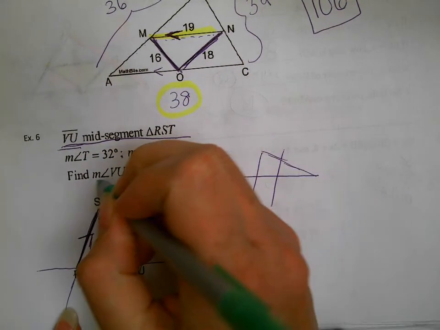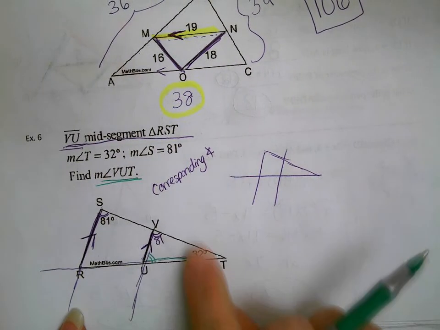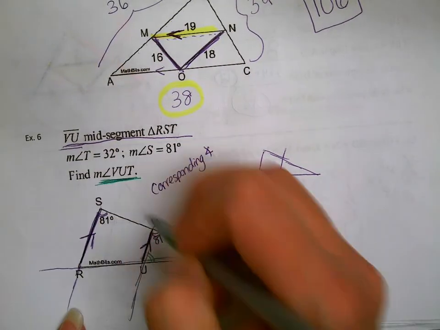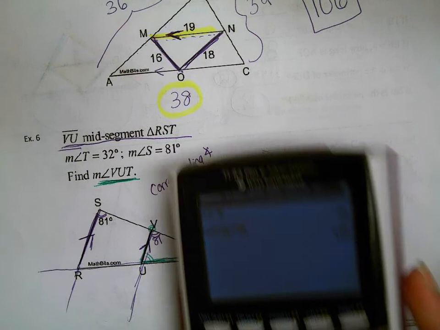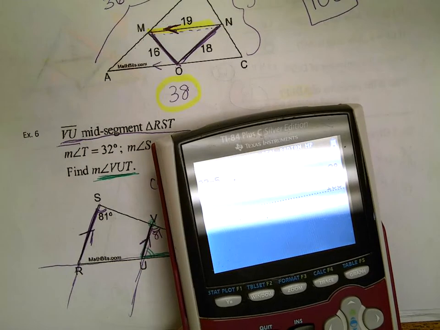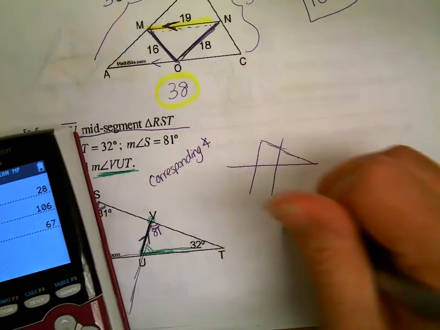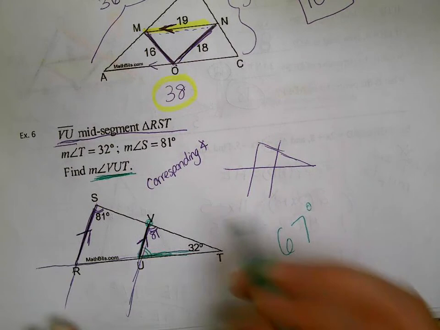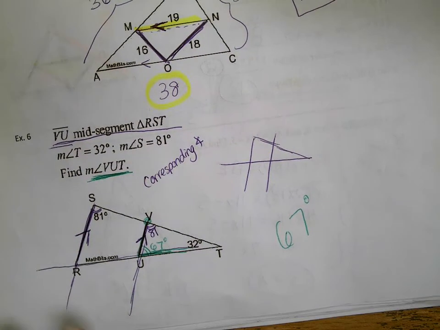Next, angle VUT. VUT is the third angle in that triangle. So if I have 81 and 32, then V to U to T is the third angle there. If we take 180, subtract 81, and subtract 32, we get 67 degrees. So we have some corresponding angles that we might see in the question, but that third angle is going to be 67. So that's it for notes today.